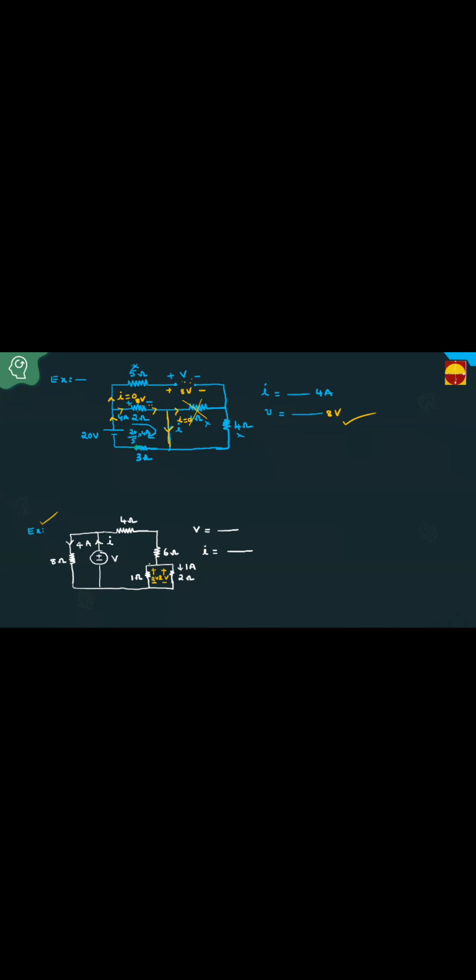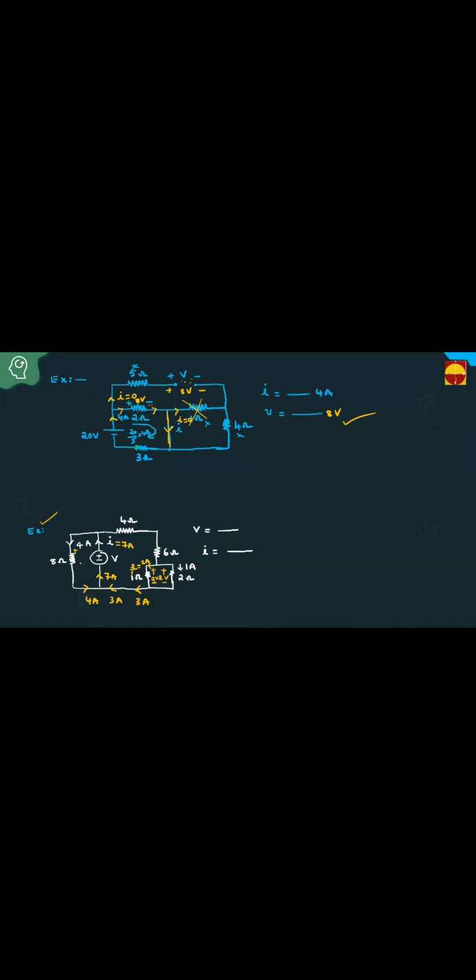If it is 2 volts, what is the current here? 2 by 1. The current in this is 2 by 1, 2 amperes. Here 2 amperes, this is 1 ampere. This is 3 amperes. This current is 3 amperes. This current is 4 amperes. Okay. Then what is the total current? 7 amperes. I equal to 7 amperes.